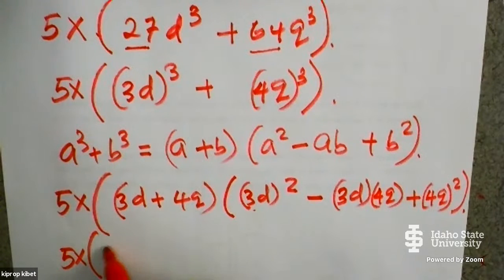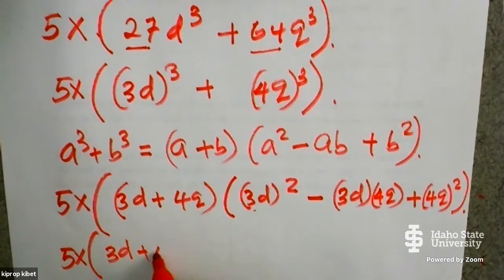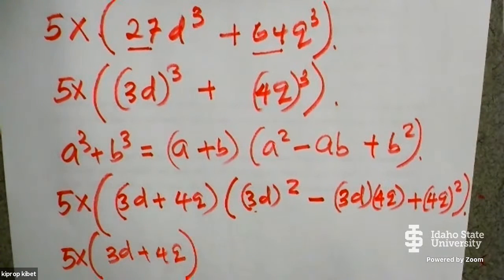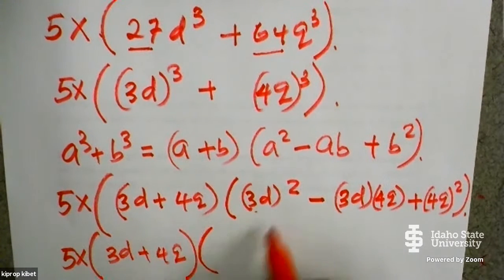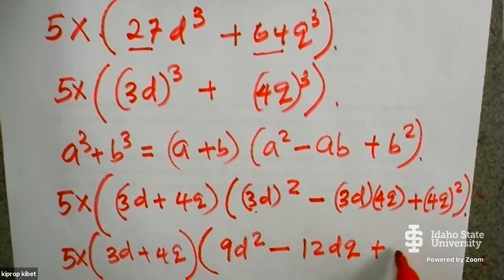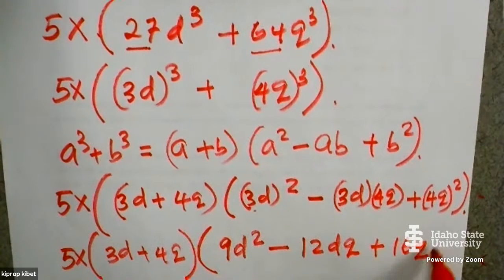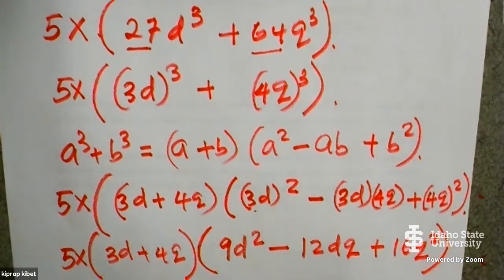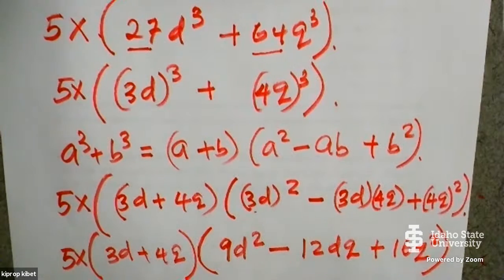Okay, so this is 3D plus 4Q. So that remains like that. And this one will be what? 9D squared, right? Minus 12D plus 16Q squared. And that is our answer. So you leave it like that.